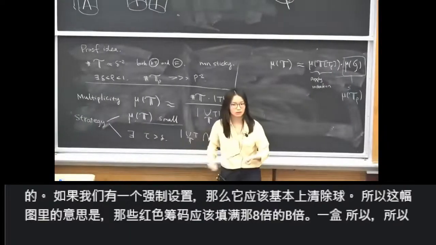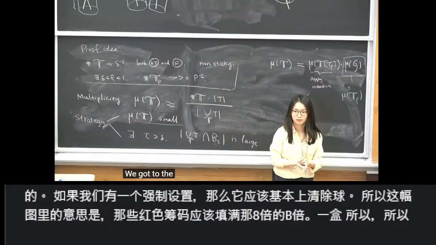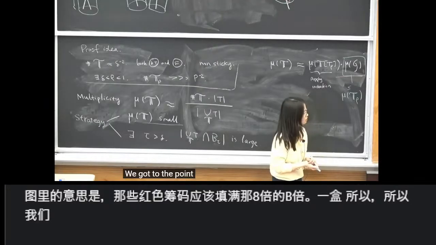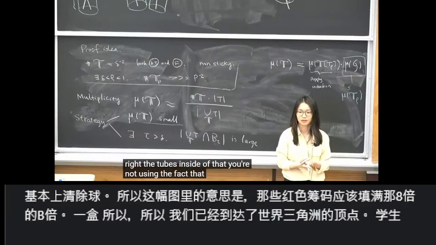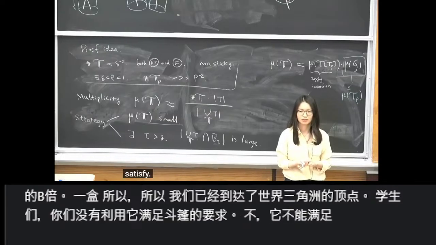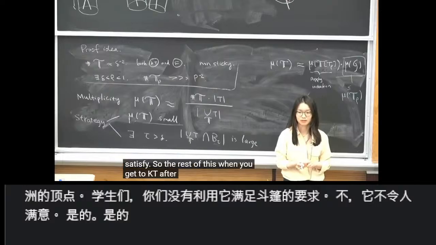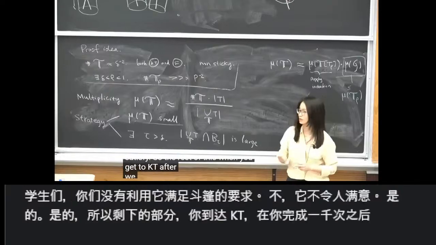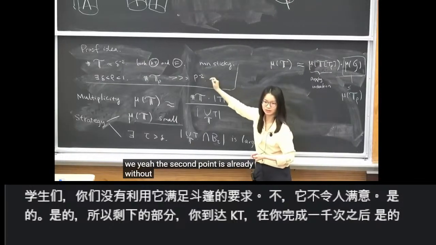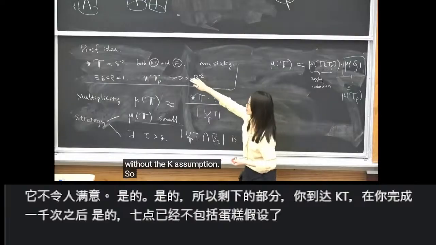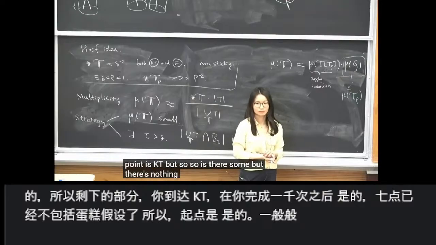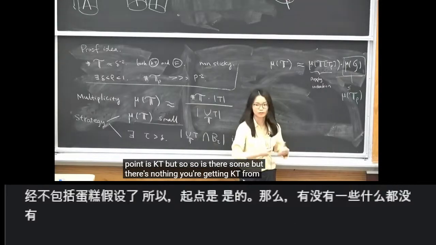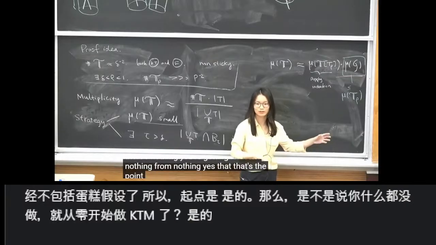Let me just say one more time. When you got to the point of the delta over rho ball tubes, the tubes inside of that, you're not using the fact that it satisfies the Kakeya. No, it doesn't. It's arbitrary tubes inside. So the rest of this, when you get to that point and after, you're doing it without the Kakeya assumption. The starting point is already without the Kakeya assumption. You're getting structure from nothing. Yes, that's the main idea.